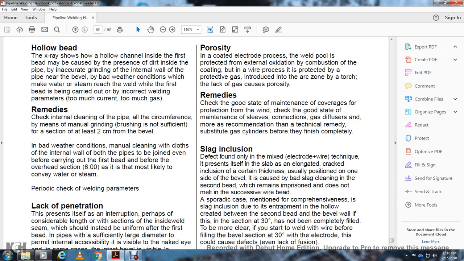Slag inclusion. This defect is found only with the coated electrode and the wire technique. The slag is elongated with a cracked inclusion of a certain thickness, usually positioned on one side of the bevel. The cause is bad slag cleaning at the end of the second bead, which remained imprisoned and does not melt in the successive bead.